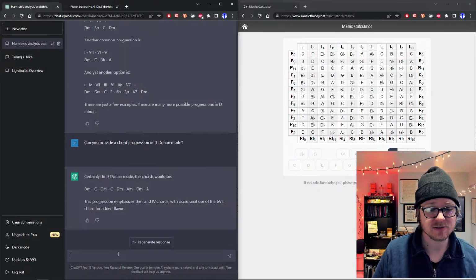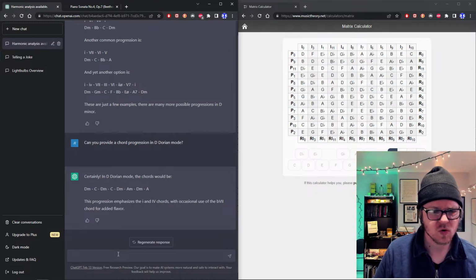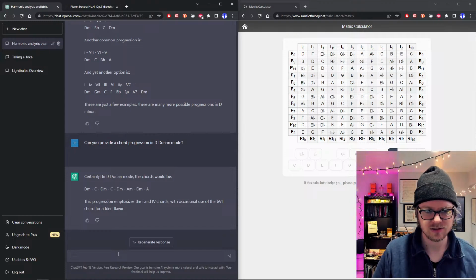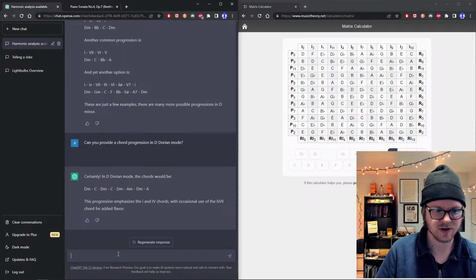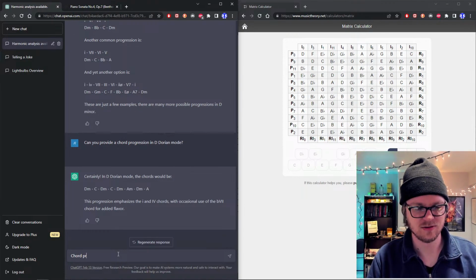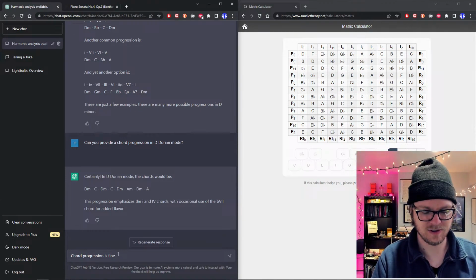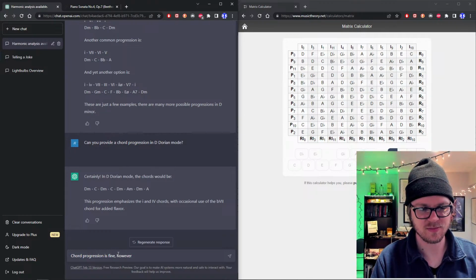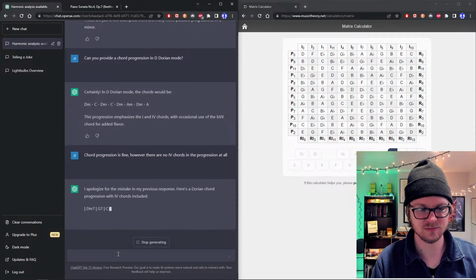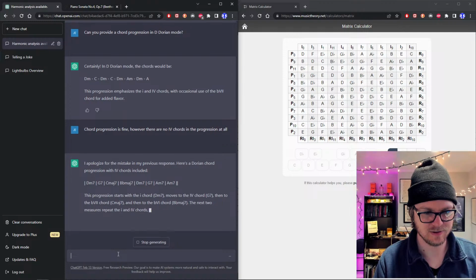Okay. This progression emphasizes the 1 and 4 chords. No, it does not. The occasional use of... Okay, the chord progression is fine. It's fine. However, there are no 4 chords in the... Yeah, I knew it would do that. Okay, now it's going to jazz.